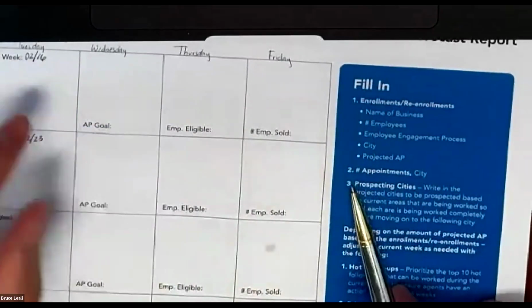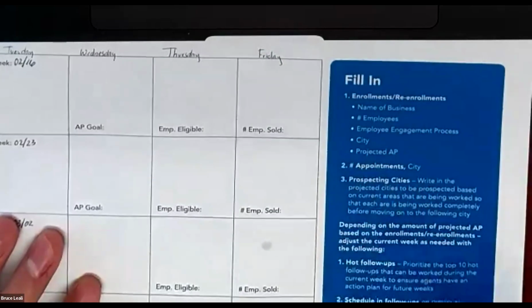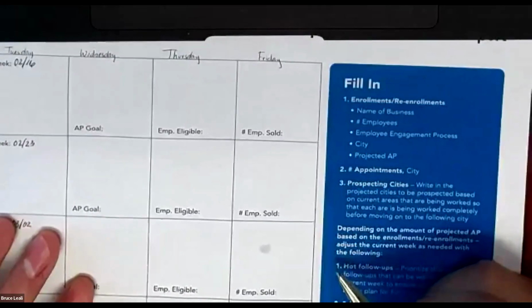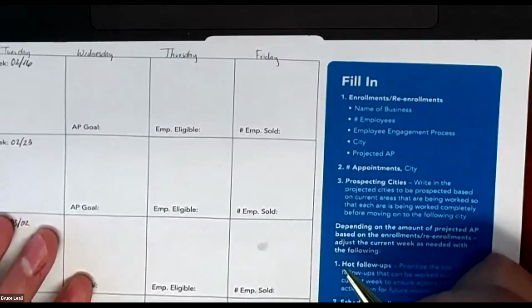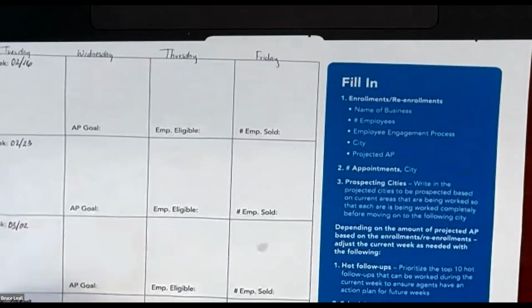If you don't have anything scheduled for the given weeks that you have, just start off by also listing out some prospecting cities that you want to go back to because you have, number one, hot follow-ups, number two, scheduled follow-ups, and of course that's going to help you determine how many packs you may need for that given week.